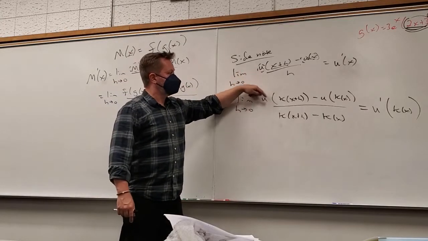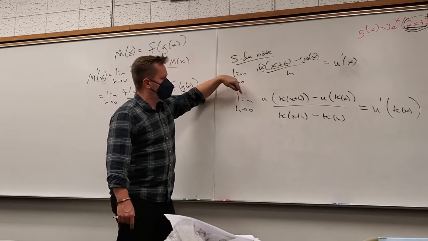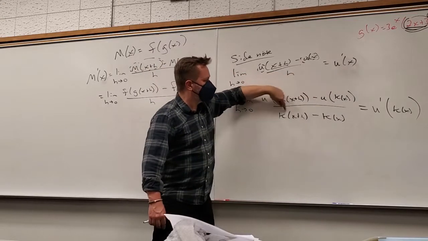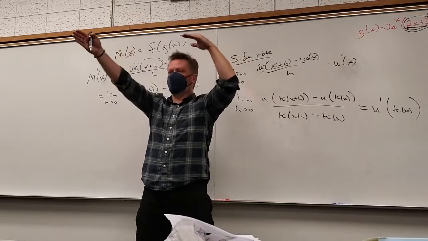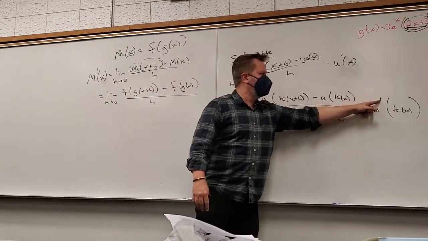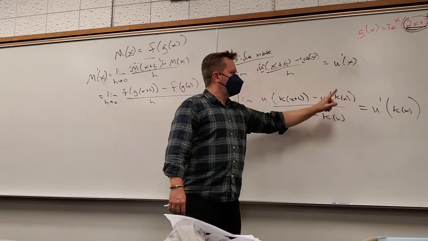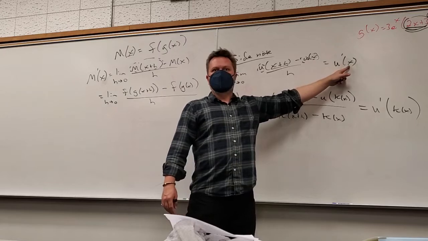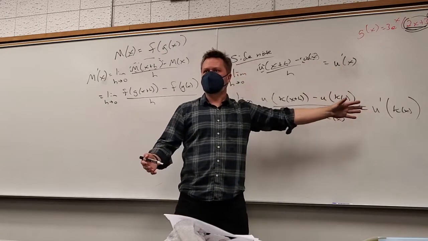So the idea is, if I set up this limit, and I have the function evaluated somewhere minus the function evaluated somewhere over the difference of those inputs, that is y2 minus y1 over x2 minus x1. That's what that is. It's equal to the derivative of this function evaluated here, isn't it? Isn't that what we did here? So there it is.